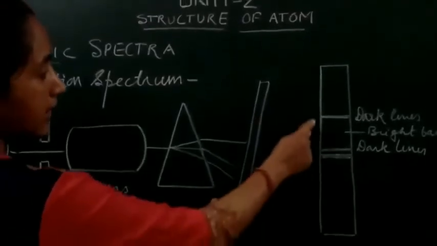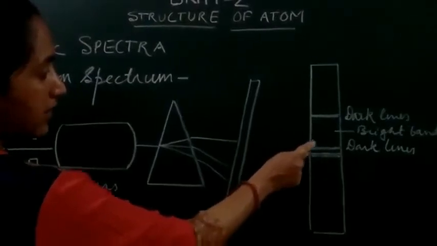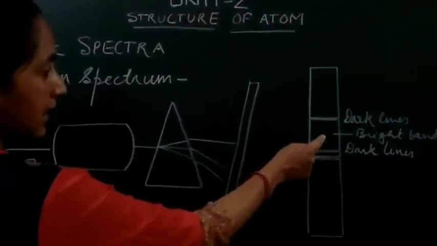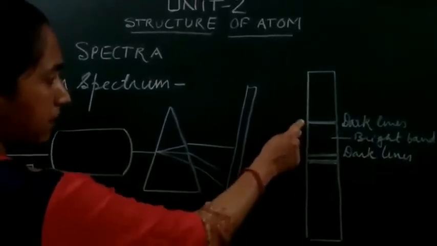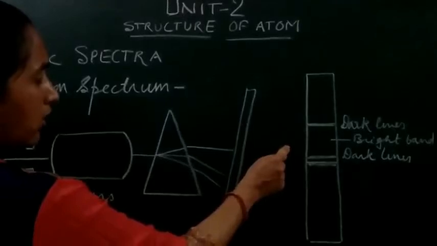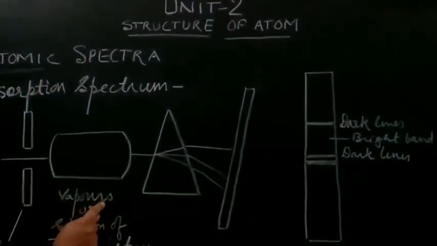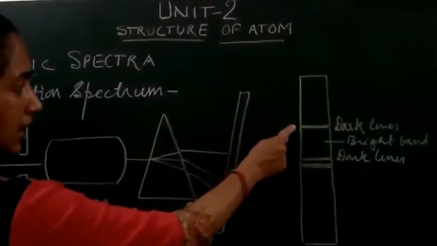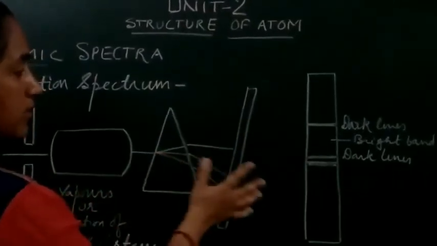When it is developed, what are we getting here? We are getting the dark lines. Here I have shown the dark lines, and in between the dark lines we will have the bright bands. The bright band means the colored band you are going to get. But the dark lines show that a particular wavelength of the light has been absorbed by the vapor or the solution of this substance, so here we will not get the color. Here we will get the dark line. So this is the absorption spectrum.